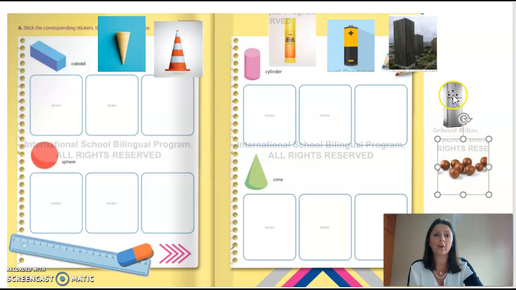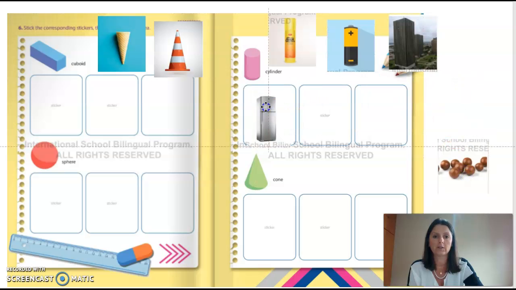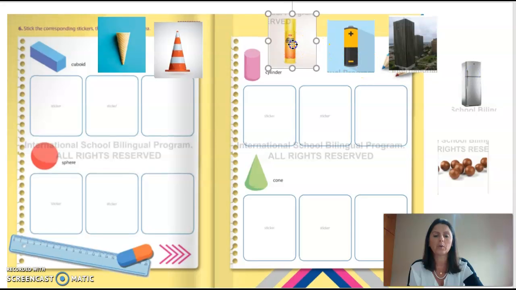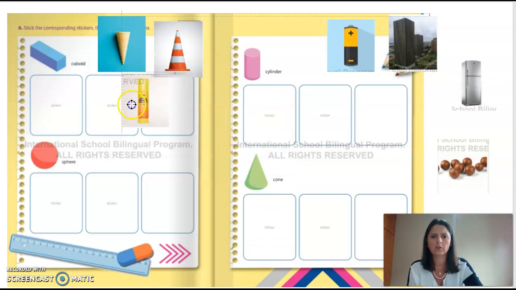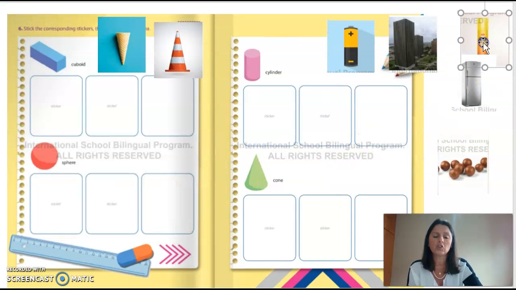We have the fridge, cylinder, cone, sphere, or cuboid. And finally, to finish, we have the glow stick, cone, cylinder, cuboid, or sphere. When you finish with the stickers, you have to draw something with the shape.